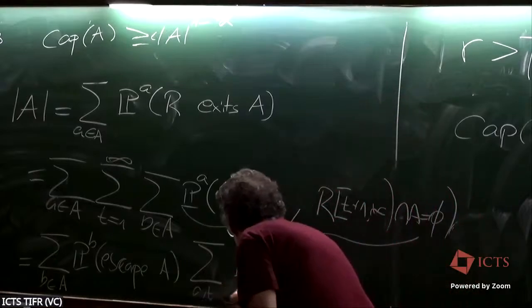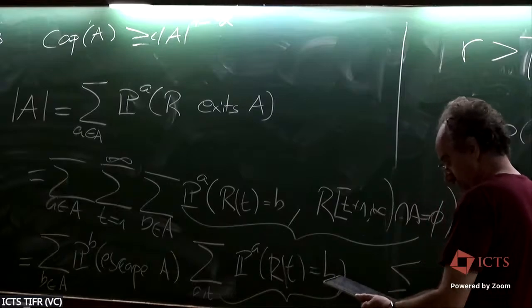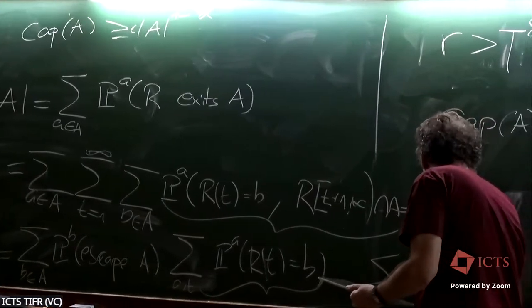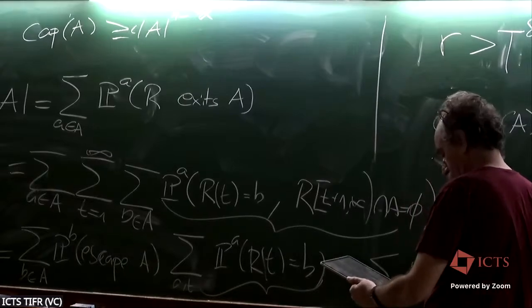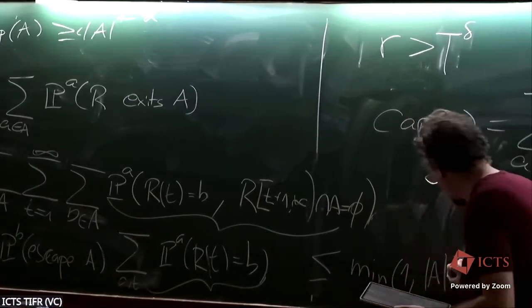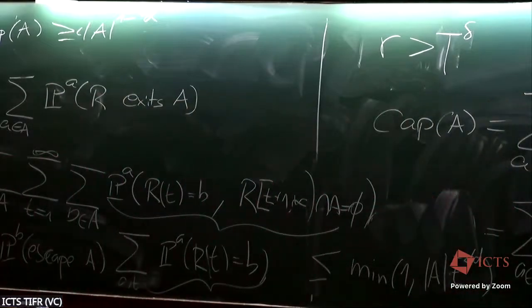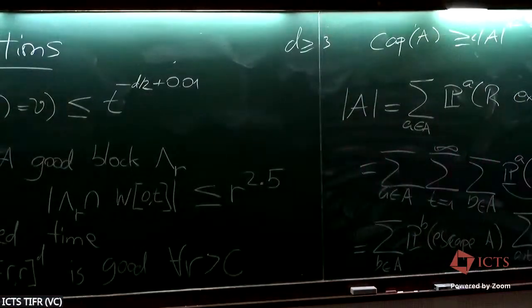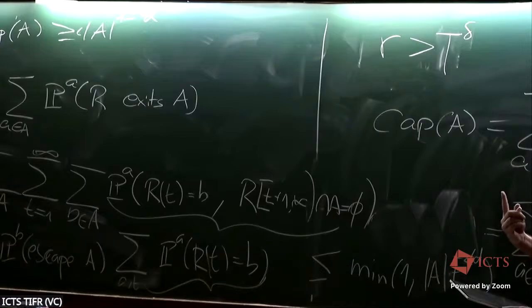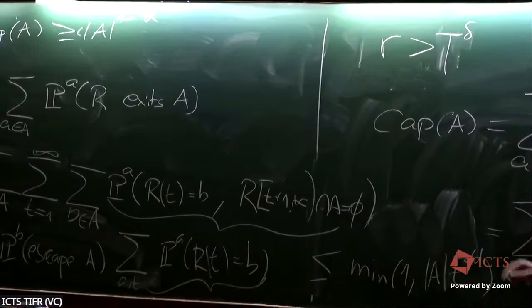Okay, so now let's just bound only this guy. I'm claiming that this is smaller or equal than the minimum of 1 and the size of A times t^(-d/2). This bound follows just from this bound. Because if the probability to be at any specific vertex is t^(-d/2), and you sum over the whole set, then this bounds this sum for a given t. Sorry, I'm only bounding the sum over A, not over t.